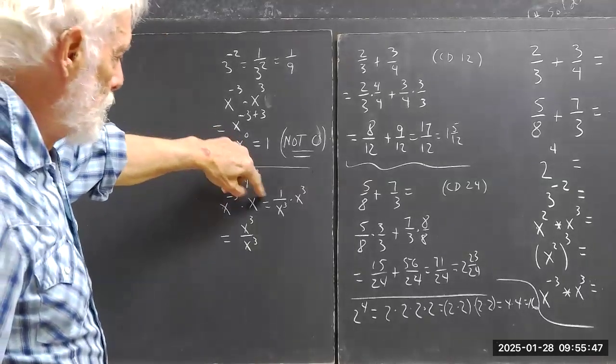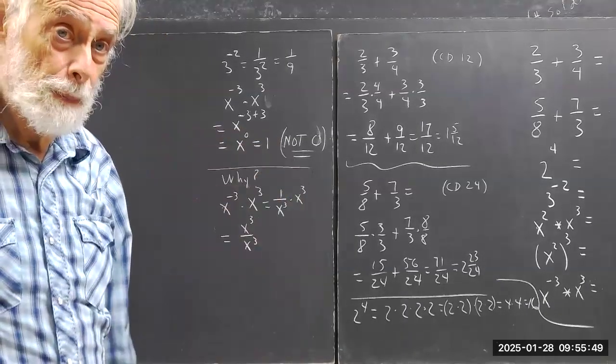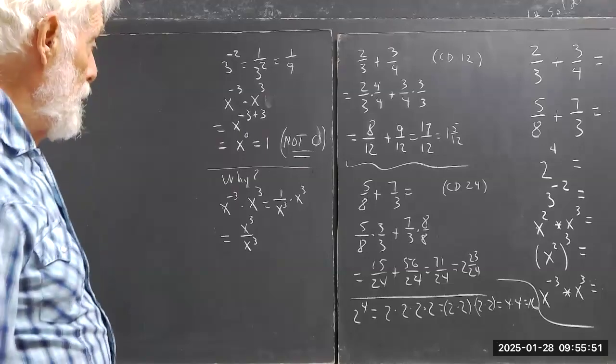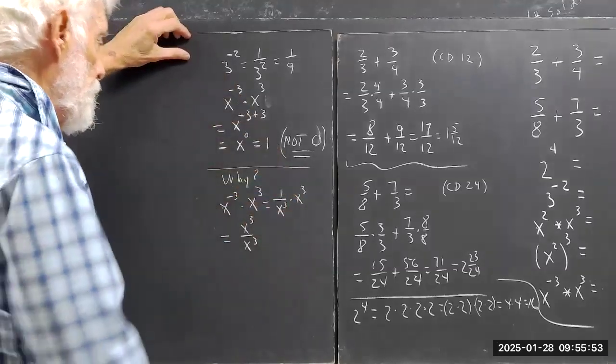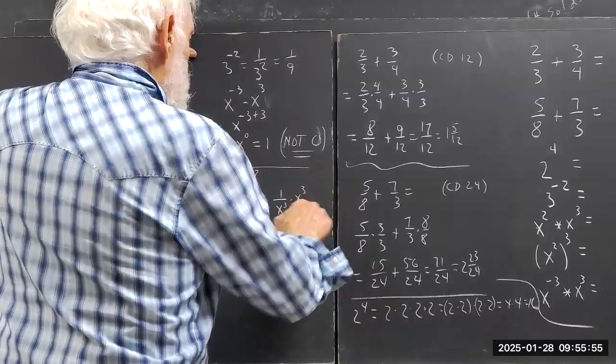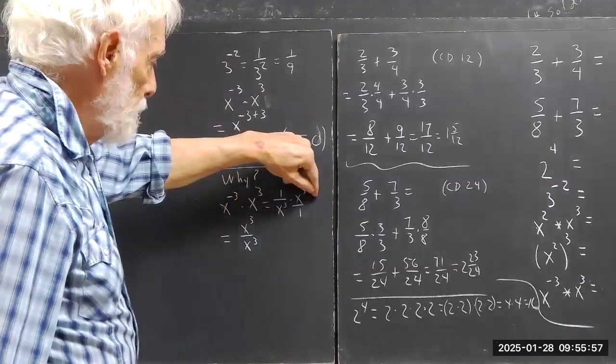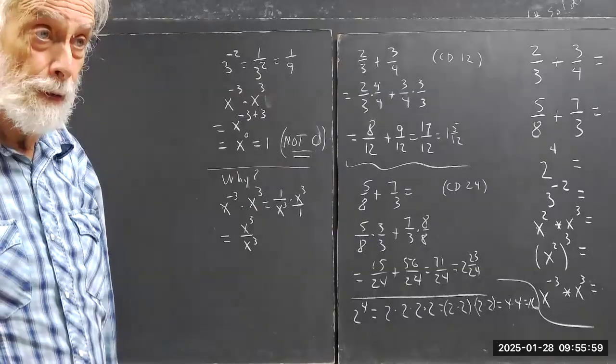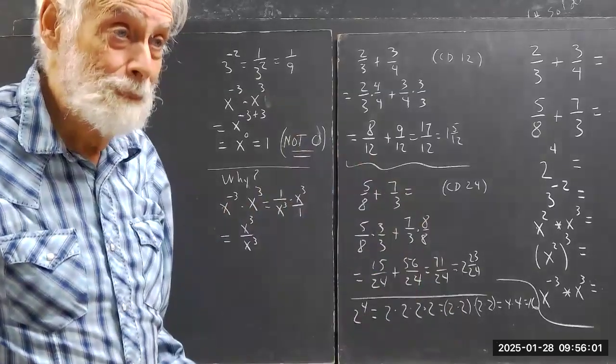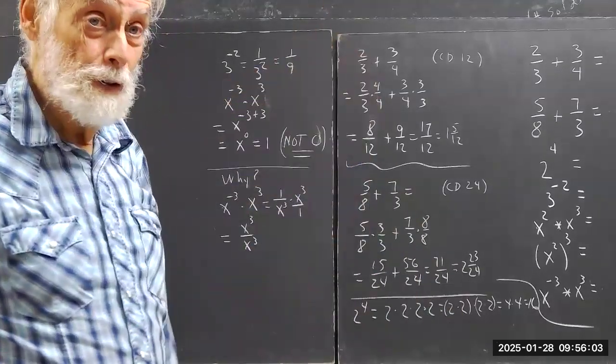X to the negative third times x to the third is 1 over x to the third multiplied by x to the third. 1 over x to the third times x to the third. If you want to, you can put a 1 here. When you multiply fractions, you multiply the numerators, you multiply the denominators. Multiplying fractions is very easy. Adding fractions is a little more challenging.